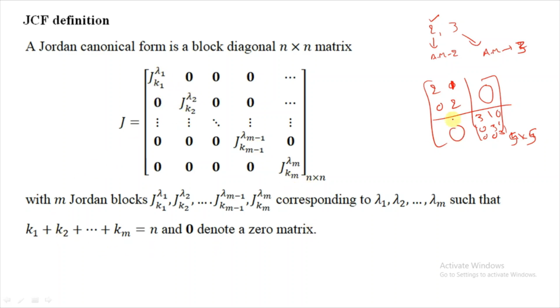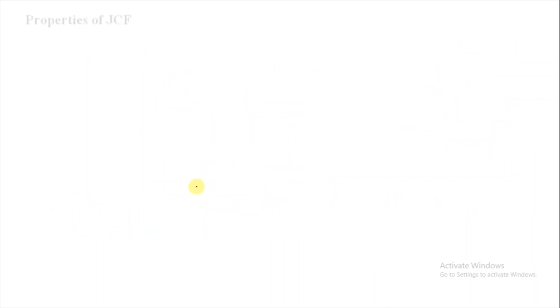Now the sum of these orders, the 2 by 2 order, this is 3 by 3 order. The sum of all orders is equal to the total matrix order: K1, K2, up to Kk, all of these orders sum to n. Each submatrix, this Jordan block, is a submatrix. The sum of the orders is equal to the total matrix order. This is the Jordan canonical form.